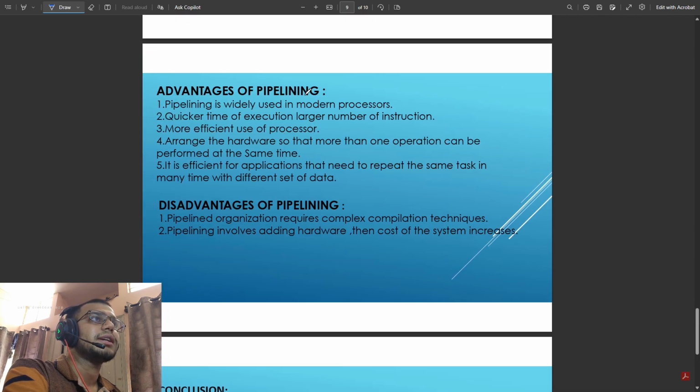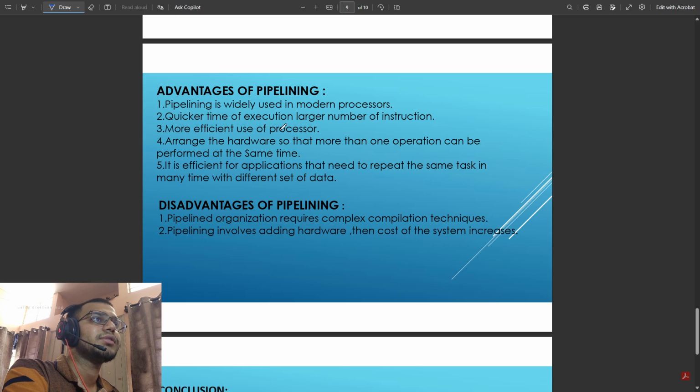So what are the advantages of pipelining? Pipelining is widely used in modern processors. As I explained earlier, nowadays every processor uses pipelining methods, because it is important. The second advantage is quicker execution time for a larger number of instructions. We can pass a larger number of instructions and the system executes them in a quick time, so the processor works much faster.